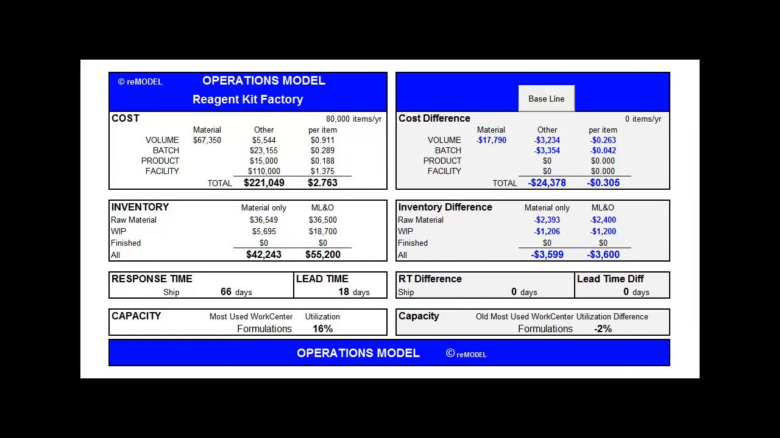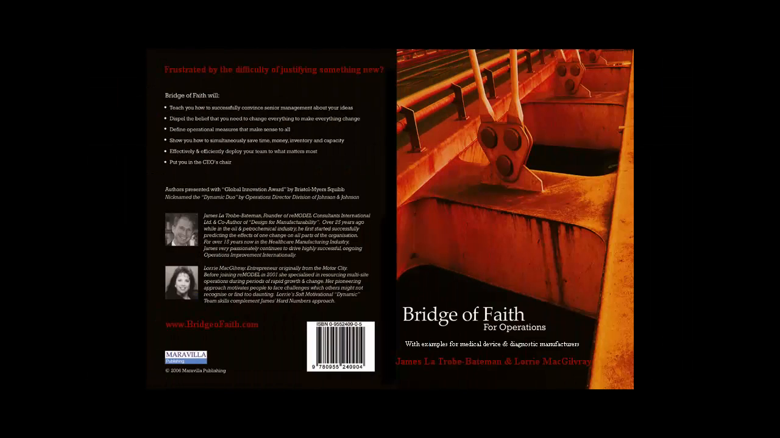So if we do that, we end up with a cost saving of $24,000 or 30 cents, which is around 10% of the total, and obviously there's a bit of inventory saved as well. There's also a slight reduction in the utilization of the formulations area. So you might say, is the risk with the market worth it? You've got the numbers to have the discussions now. For your information, these two examples are scenarios 28 and 29 from our book Bridge of Faith for Operations.